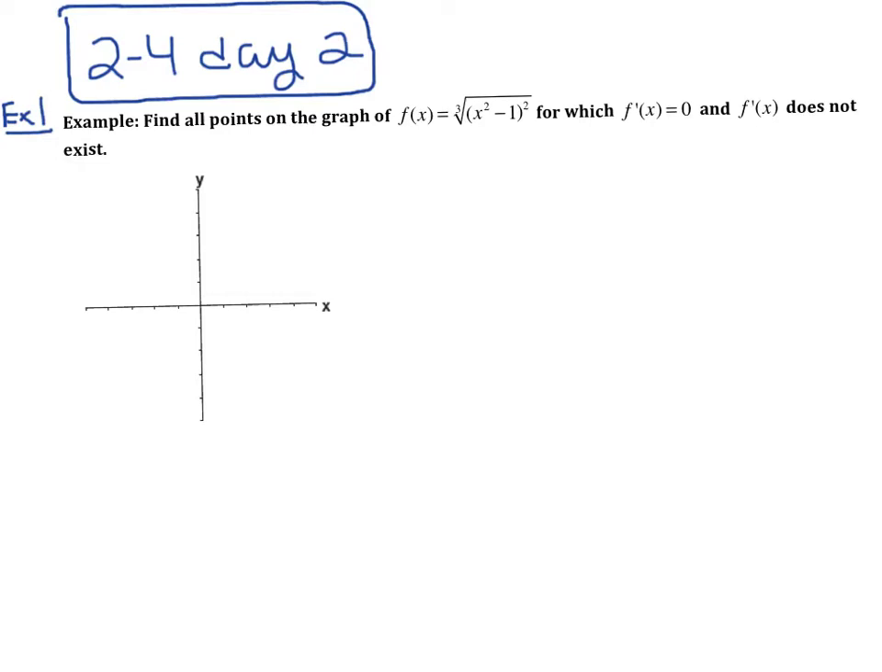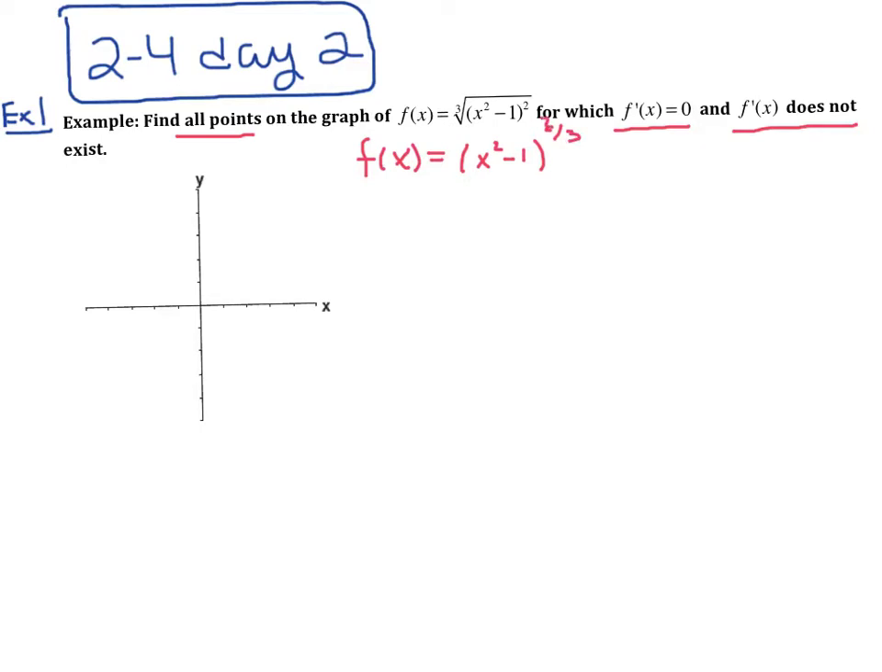It says, example 1, find all points on the graph of f of x equals the cube root of x squared minus 1 quantity squared, for which the derivative equals 0 and for which the derivative does not exist. So first and foremost, what do we have to do but find that derivative? I'm going to go ahead and rewrite this as f of x equals x squared minus 1 raised to the 2/3. That's the first thing I'm going to do. That's a 2 and that's a 3.